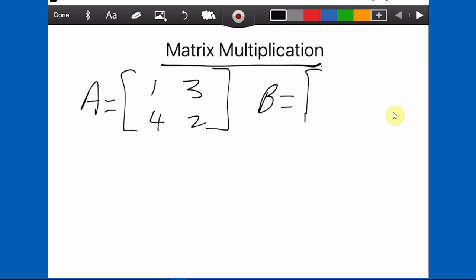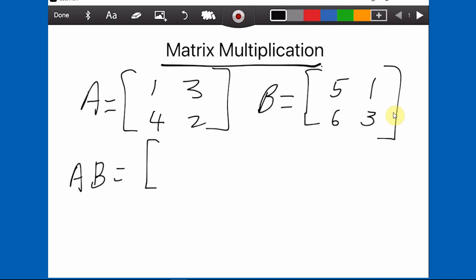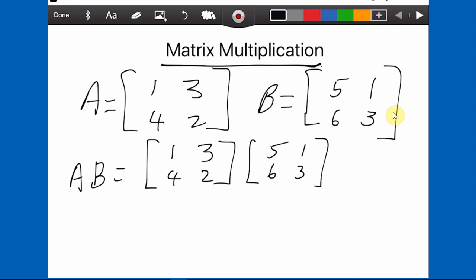And so here's A and B, 5, 1, 6 and 3. All right, so I'm going to do A times B. So as you would expect, the way that we would write that is like this. Right, and that's where the similarity between matrix multiplication and normal multiplication finishes.